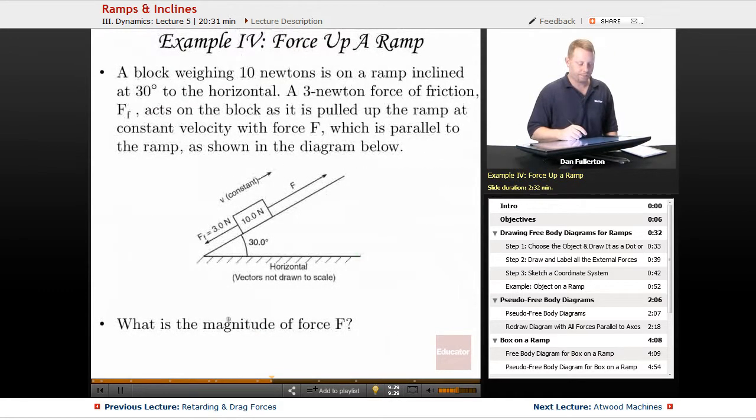All right. Force up a ramp. A block weighing 10 newtons is on a ramp inclined at 30 degrees to the horizontal. A 3 Newton force of friction, FF, acts on the block as it is pulled up the ramp at constant velocity. Ooh, always important to know constant velocity. Net force must be 0, acceleration is 0, with some force F, parallel to the ramp. Find the magnitude of force F. Well, let's start with our free body diagram. I'll draw it over here on the left to begin with.